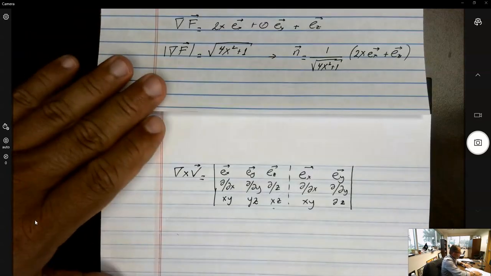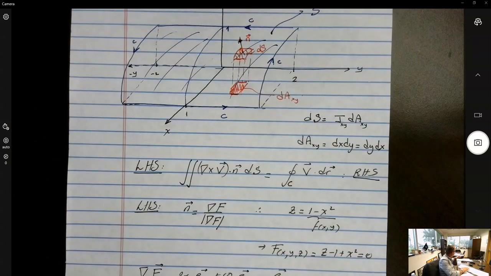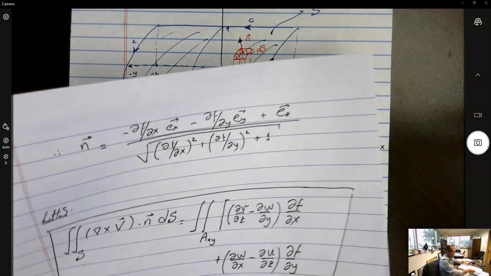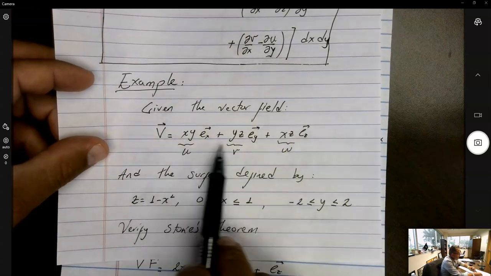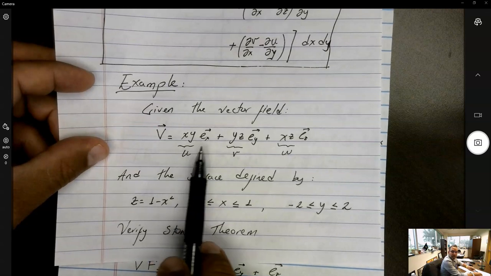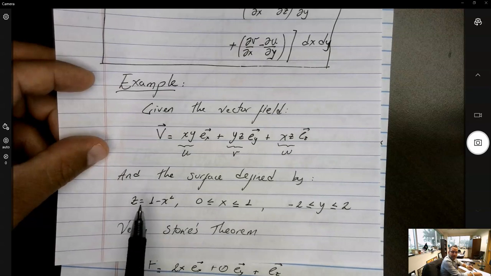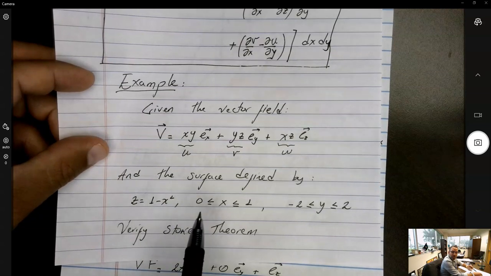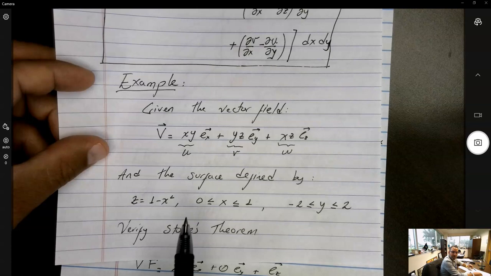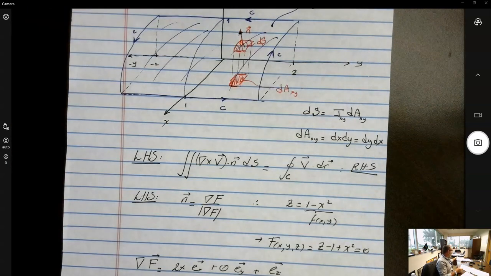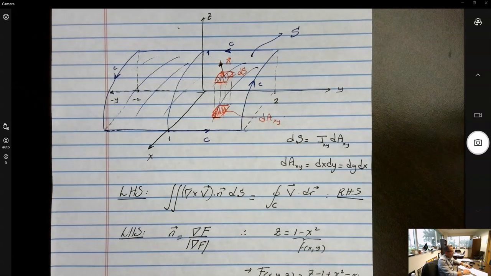All right, let me go back. So we had some technical difficulties here with the recording. So just to recap, we had defined an example of Stokes' theorem as that given by the vector field xy, yz, xz in the x, y, z directions, and the surface defined by the parabola z equals 1 minus x squared, between 0 and 1 in the x direction, and between minus 2 and 2 in the y direction. We're to verify that Stokes' theorem is actually correct, which is, again, redundant because Stokes' theorem is correct. We're just going to try to verify that we can calculate this.